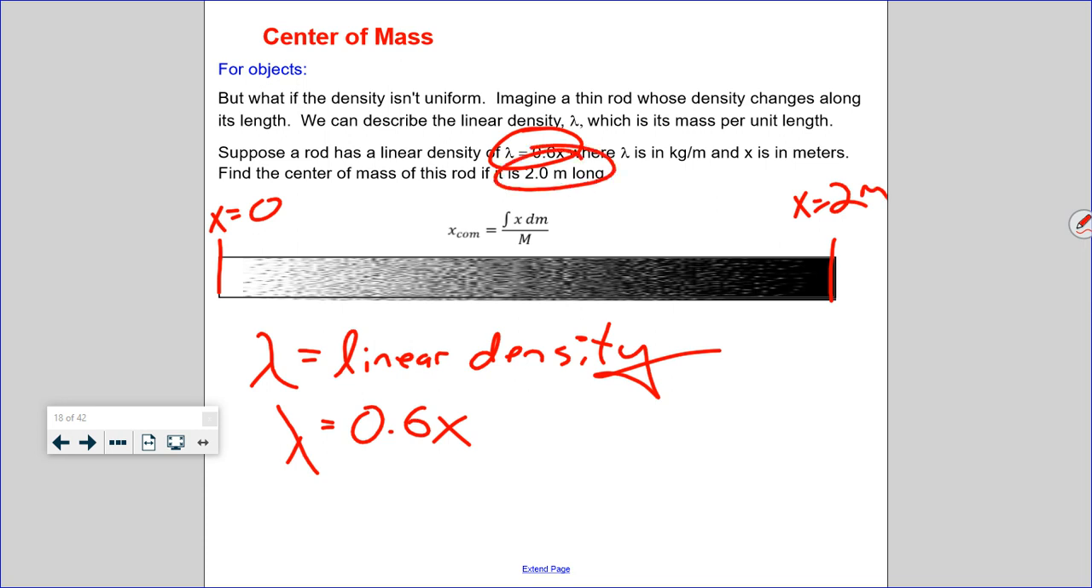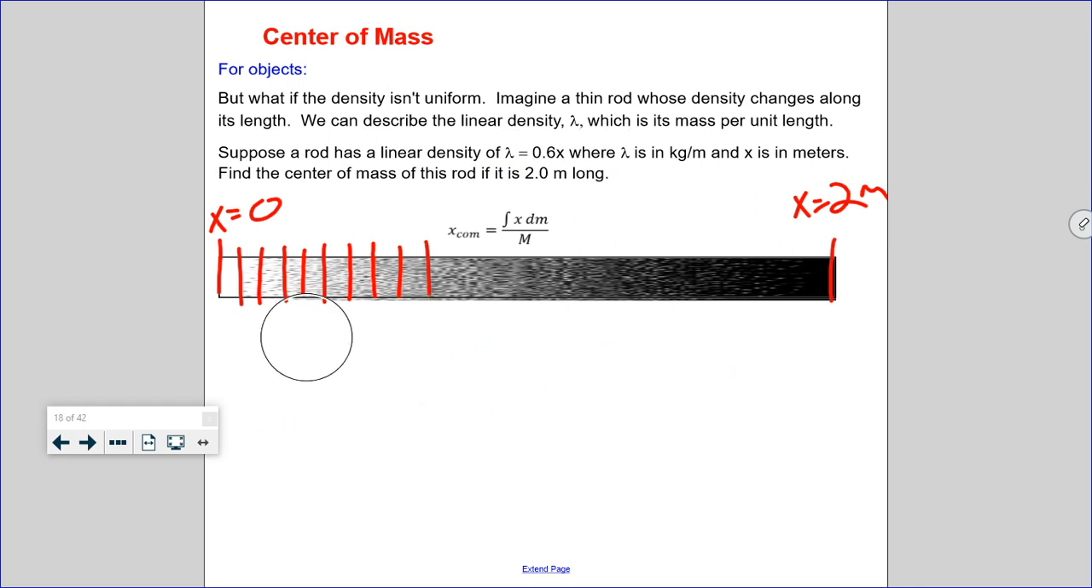Okay, so the idea is, if you break this rod up into little chunks, the chunks get successively heavier and heavier and heavier. All right, and so what we want to do is find the center of mass of this thing. All right? So, a little bit of calculus, which is a drag, but the nice thing is every single one of these problems is solved exactly the same way. All right, so here's how you're going to do it.